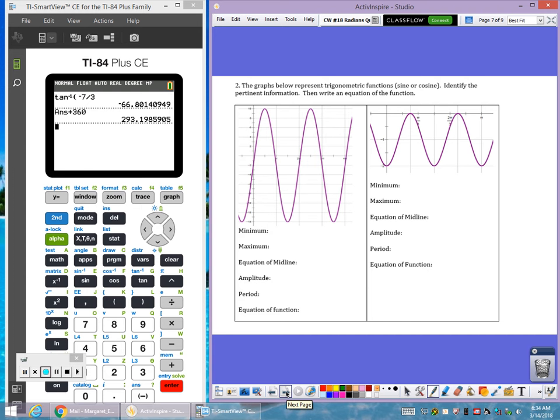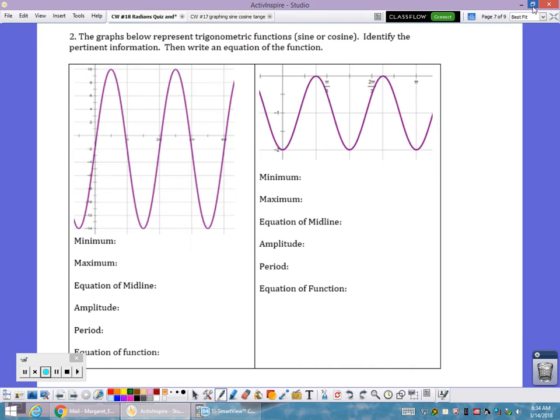So here we're looking at the graph below and we're identifying the pertinent information, then writing the equation of the function. All right, so it looks like, ooh, can we even read this? Let's see, if we make it bigger, that looks like a -14, and this is 2, 4, 6, 8, 10. Okay, so minimum, negative 14, maximum is 10. So that tells me there's 24 units from the lowest to the highest.